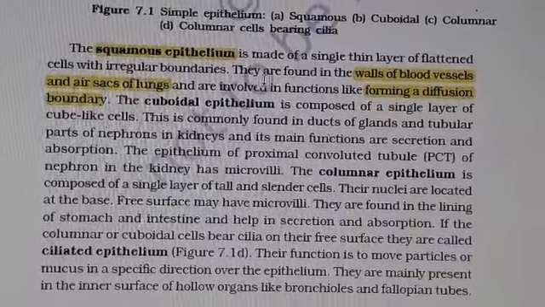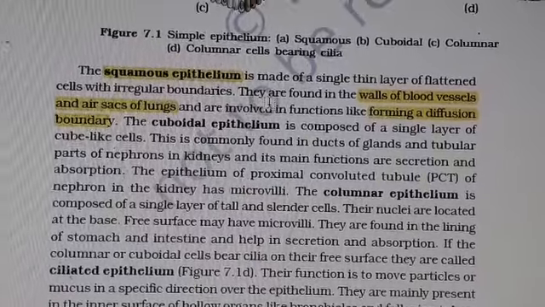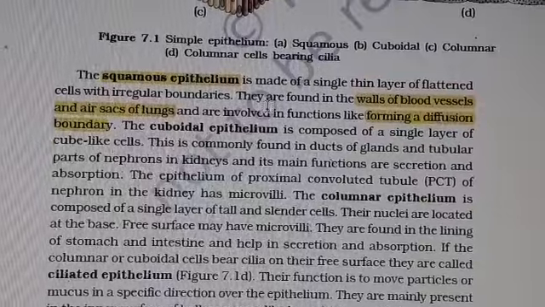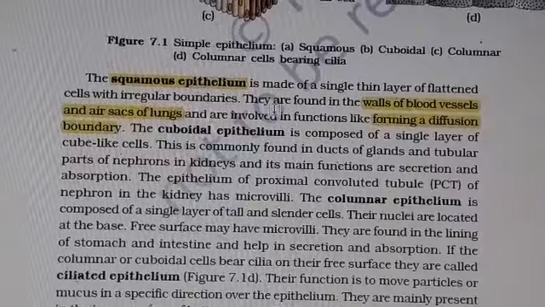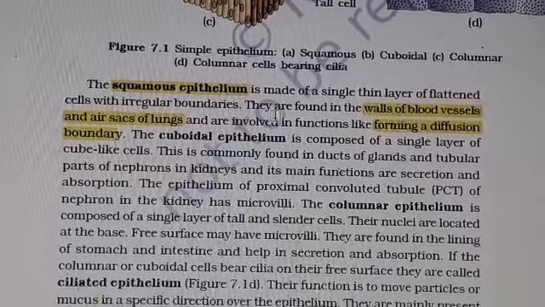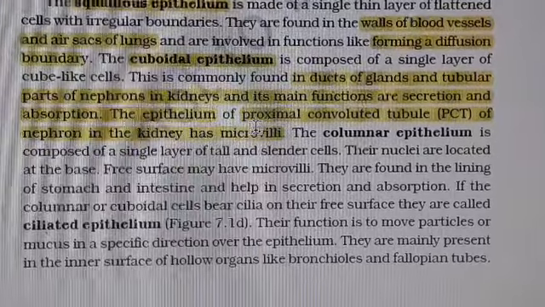Now, about the cuboidal epithelium. The main function of cuboidal epithelium is absorption and secretion, and it is present in the nephron and parts of the nephron of the kidney and in the PCT. Okay, just underline. Now comes the columnar epithelium.